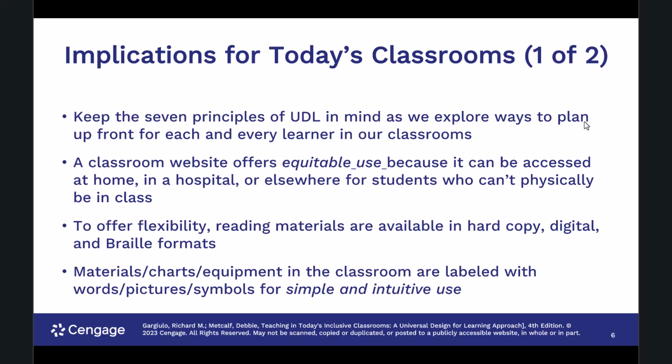Materials, charts, equipment that are in the classroom are labeled with words, pictures, symbols for simple and intuitive use. If you go into a chemistry classroom and you see things that are flammable, they're also marked with a picture of flames, right? Because when we look at that, we go, oh, that must be flammable. Even if I can't read the word, if I'm not an English speaker, or if I just can't read, I know that the fire means fire, and that's danger, right? So we want to make sure that we have things that are simple and intuitive to use.